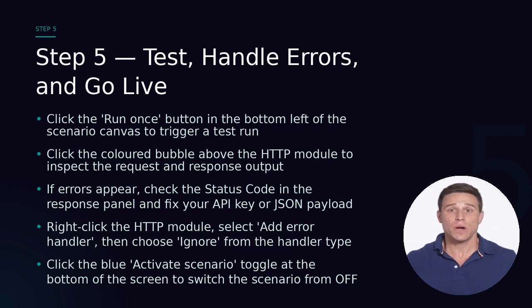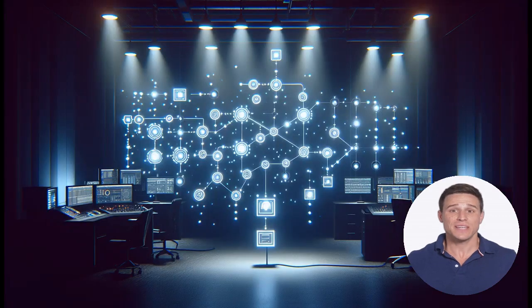If you see a 401, your API key's wrong. A 400 usually means your JSON payload's malformed. Double-check your template name. Once it's passing, add an error handler. Right-click your HTTP module, select Add Error Handler, choose Ignore if you want the scenario to continue, even if one message fails. Then click the blue Activate Scenario toggle at the bottom. That's it. Seriously, that's all it takes. Your scenario is live and watching for new rows around the clock.